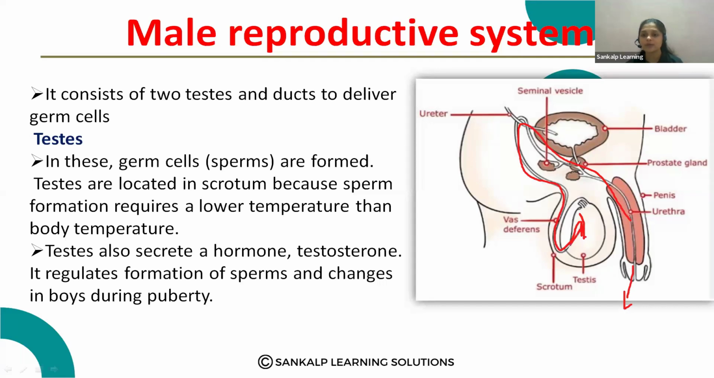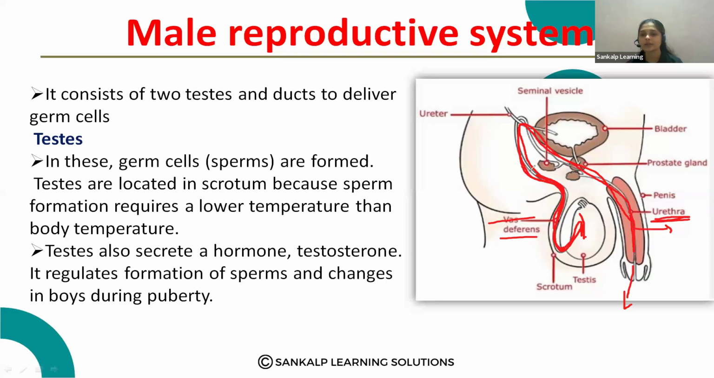So these sperms will travel in a duct-like structure that is called the vas deferens. They will move in the vas deferens, and they will reach the common opening for the passage of the urine and the sperm, that is called the urethra.